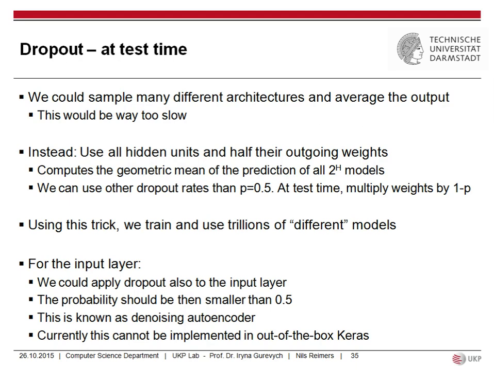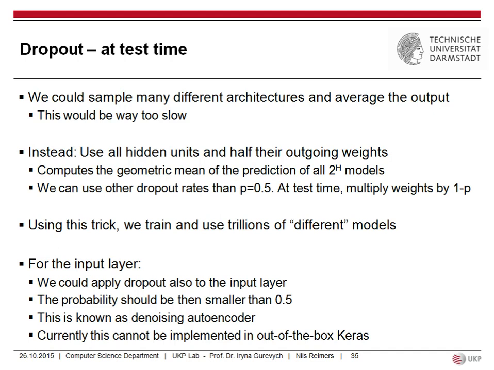At test time, we could sample many different architectures and average the output. So we could use dropout several times, get different combinations of our hidden units, get the outputs and average them. But instead, for test time, we use all hidden units and half the outgoing weights. And what's really, really crazy is that it computes the geometric mean of the predictions of all 2 to the h models. So when you have 100 hidden units, you get predictions from 2 to the power of 100 models, which is like a trillion. So you get the prediction of a trillion different models, and you have to do the geometric mean. We can use a dropout rate of p equals 0.5. If you use a different dropout rate, you multiply the weights by 1 minus p. And with this really simple trick, you get the output of a lot of different models.